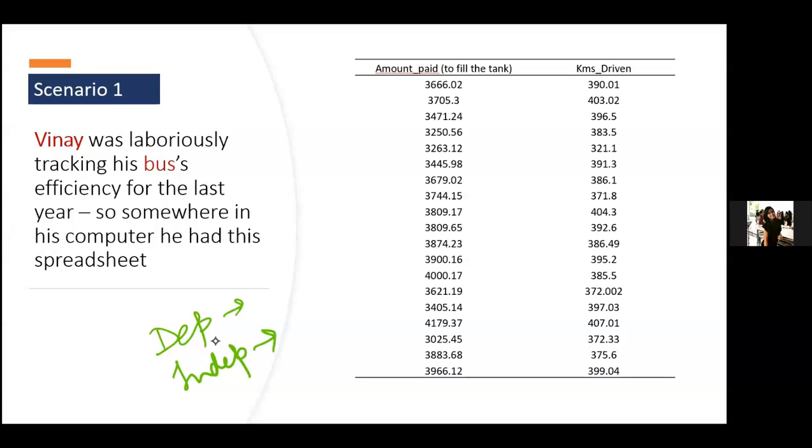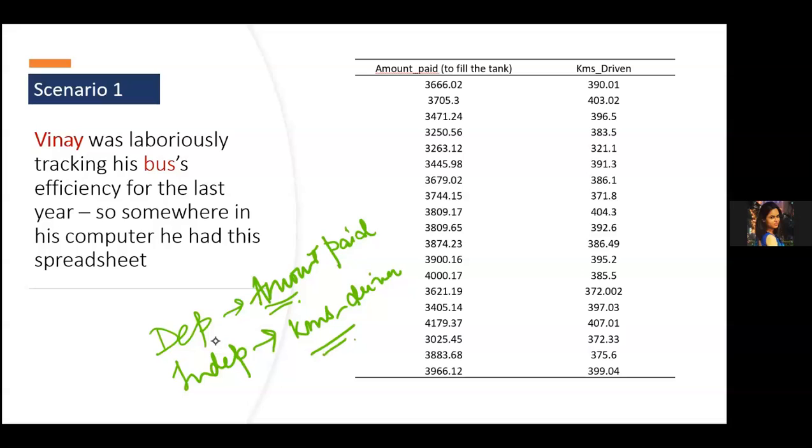Amount paid might be the dependent variable. Yes, amount paid. Trip के लिए कितना amount pay करें? That is our dependent variable. And what is the independent variable? Kilometers driven. Yes, kilometers driven. So basically, कितने kilometers है? What is the distance? Based on that, we can calculate amount paid. So this is the first scenario where the dependent variable is amount paid. The dependent variable is going to be amount paid in all the scenarios.